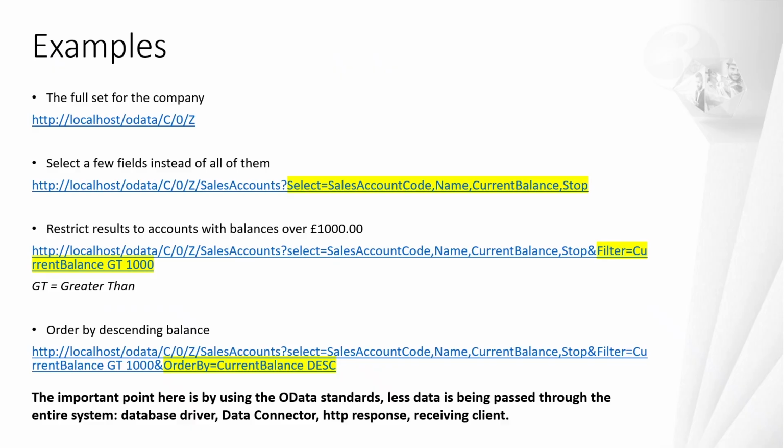Now let's go through a few examples. The first one is accessing the full set of company tables. You could tailor that URL and select a few fields instead of all of them. As you can see there, I'm selecting the account code, name, current balance, and the stop state. I could even go a step further and restrict the results to accounts with balances over 1,000. And I can go even further than that: I can include ordering it in descending order based on the balance. Now, the important point here is that by using the OData standards, less data is being passed through the entire system.